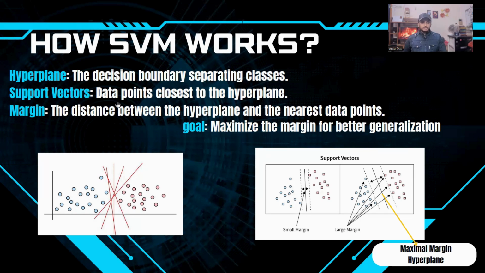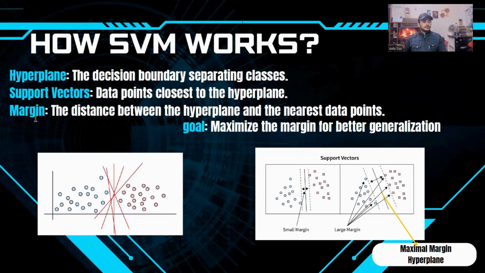Next is support vector. What is support vector? Support vector is the closest point to the hyperplane. Here is the closest point to the hyperplane for circle is this one, and for square this one.